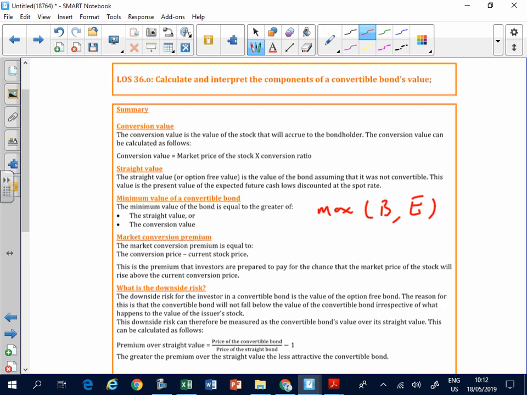Sorry, no, that conversion value can change. It will change. Oh, okay. No, even if the bond price moves, this is also moving. But the minute that this is greater than this, it'll convert.